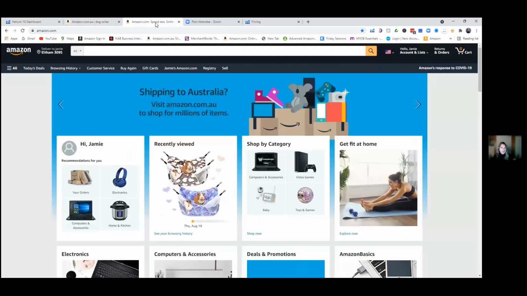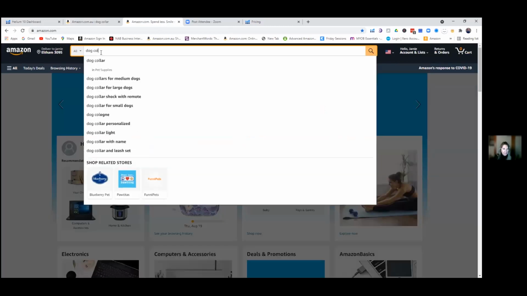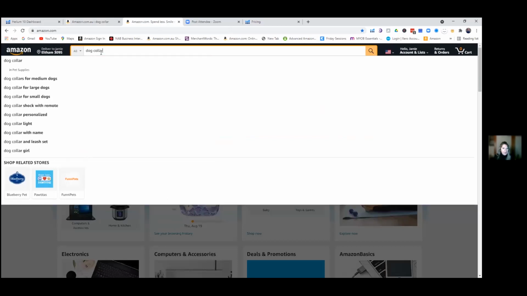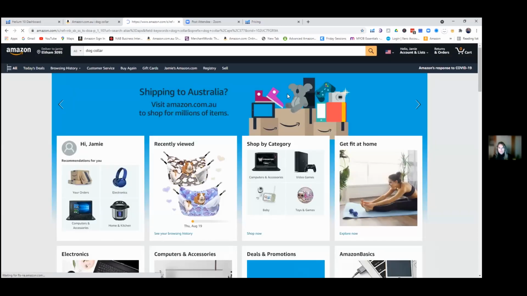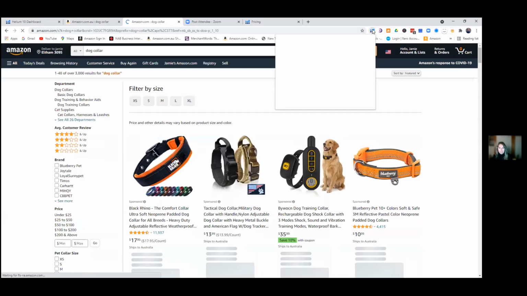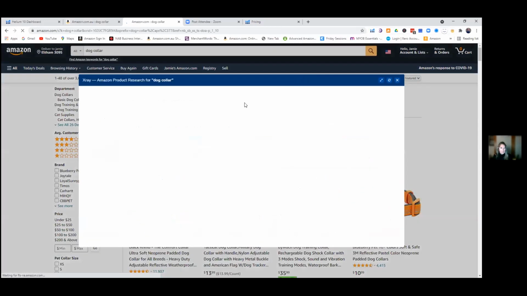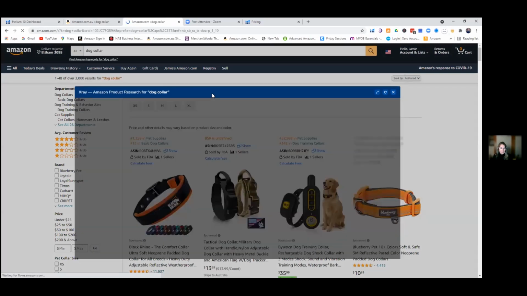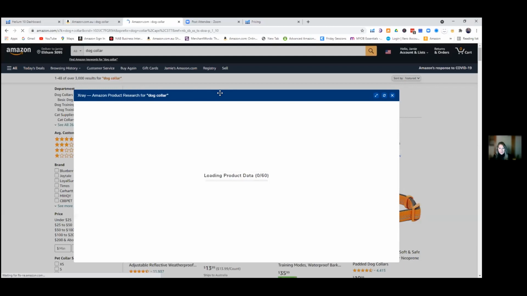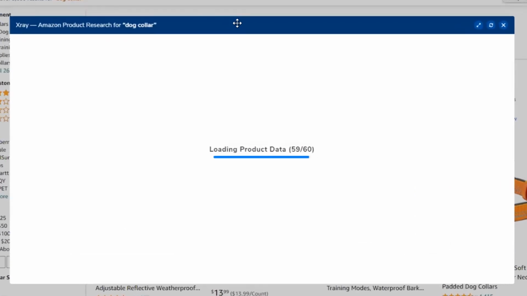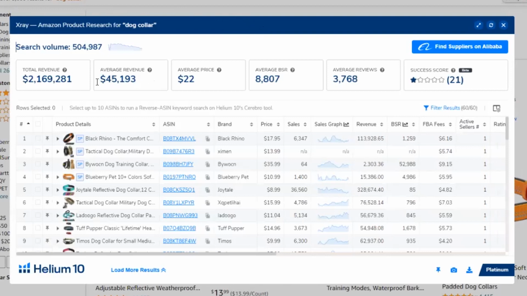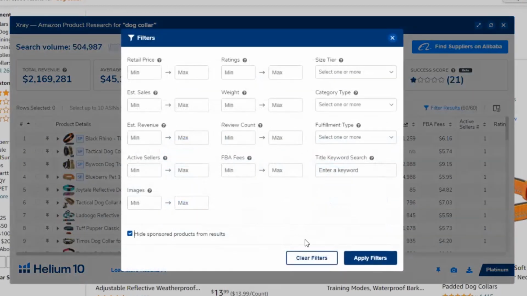Now, what's the difference with the US? So I'm going to put in dog collar and just see how competitive the US is compared to Australia. For a start, 3,000 results. I bet there's way more than that. Oh, page three, yeah. So look at the search volume in the States, 504,987. Let's get rid of the sponsored ones.